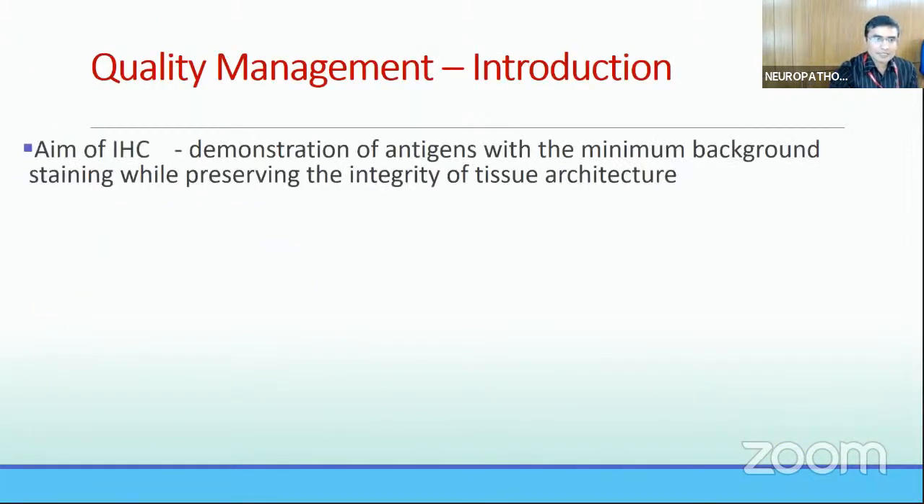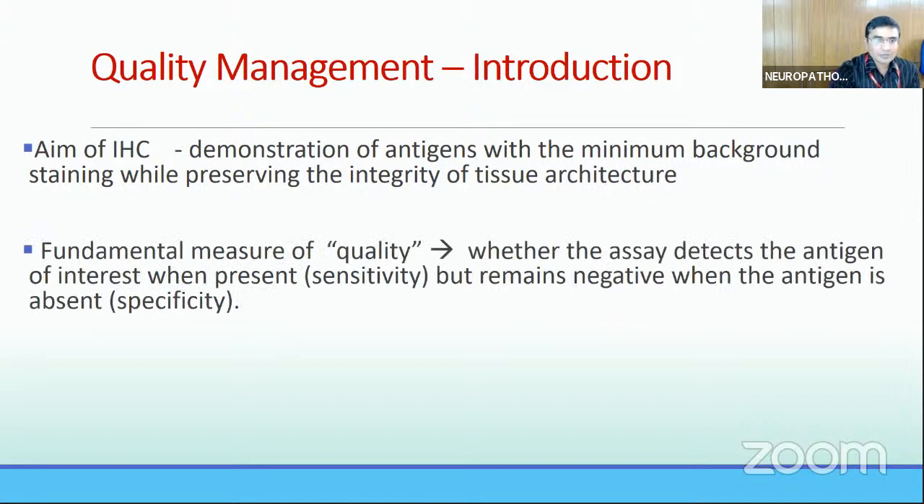Now, to start with the introduction, the aim of immunohistochemistry is to demonstrate the antigens with minimum background staining, at the same time preserving the integrity of tissue architecture. So the fundamental measure in this aspect of IHC is that the antigen of interest, when present, has to be detected. That means sensitivity. Those which are negative should not be stained at all. When the antigen is absent, it should not be stained. That is, it has to be specific to that particular antigen.